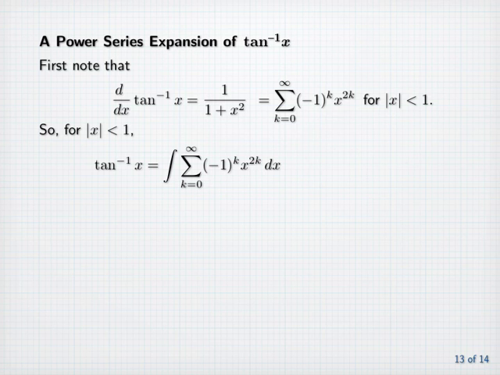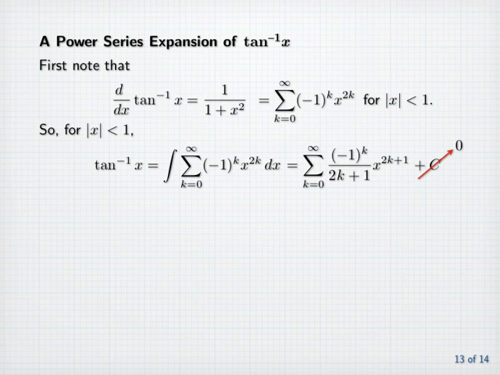It's the sum from k equals 0 to infinity of minus 1 to the k times x to the 2k plus 1 divided by 2k plus 1, plus a constant of integration c. And by evaluating both sides at x equal to 0, we again find that c equals 0. So our series expansion for the inverse tangent of x on the open interval from minus 1 to 1 is x minus 1/3 x cubed plus 1/5 x to the 5th minus 1/7 x to the 7th, and so forth.